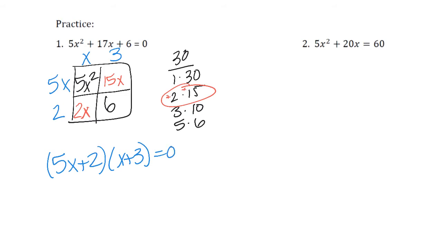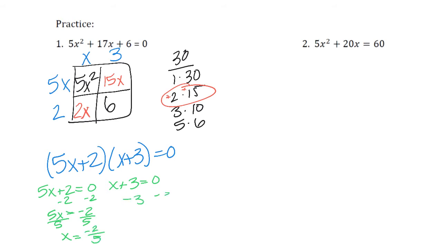Then I need to set them both equal to 0 and solve. So 5x plus 2 equals 0, x plus 3 equals 0, and solve for x. Minus 2, 5x equals -2, divide by 5. X equals -2/5. And then here we subtract 3 on both sides. X equals -3. Perfect. Done.